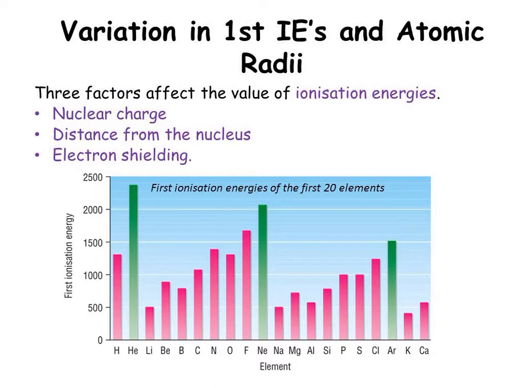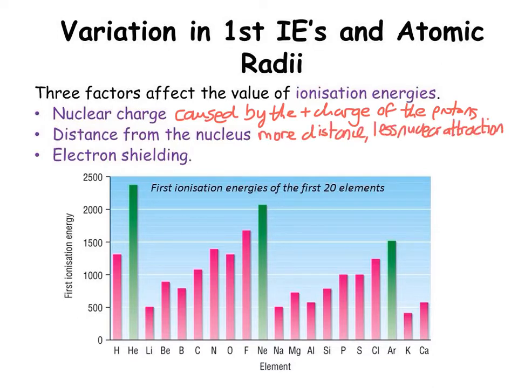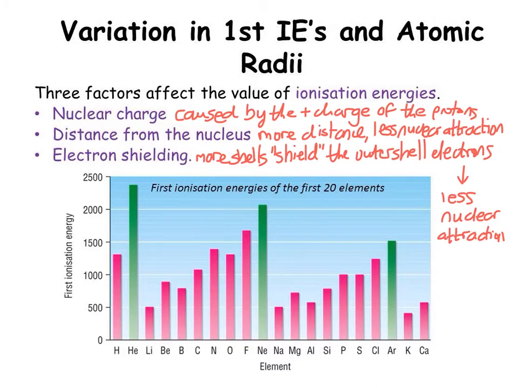So the 3 things you have to be aware of that actually affect the value of ionisation energy are nuclear charge, distance from the nucleus, and electron shielding. So nuclear charge is obviously caused by the presence of the positive charge of the protons. Positively charged protons attract the negatively charged electrons in the outer shell. The further the outer shell electrons sit from the nucleus, the less they're attracted to the nucleus, so you get lower nuclear attraction. And the more shells that you have, the more shielding you get for the outer shell electrons, so they don't experience as much nuclear attraction.